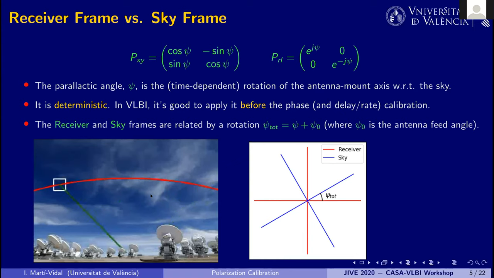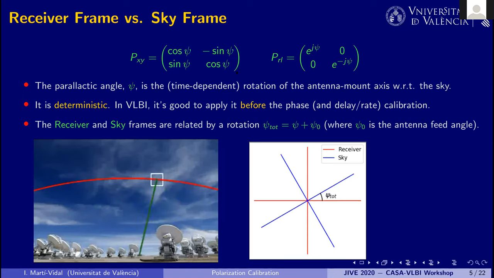So when you observe, for instance, with an antenna that has an alt-azimuthal mount, the orientation of this that you see on the sky would correspond to the white box here, which is always vertical and horizontal because of the mount of the antenna. Whereas the orientation of the source, as it is seen by the antenna, would follow the green line here, because the sky is rotating. So in the end, the two frames, the frame of your receiver and the frame of your source, what we call the receiver frame and the sky frame, are rotated by a time variable quantity that we call parallactic angle.